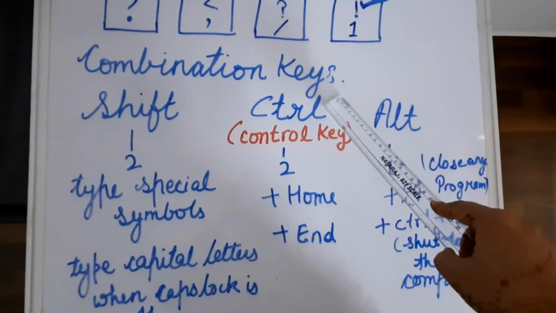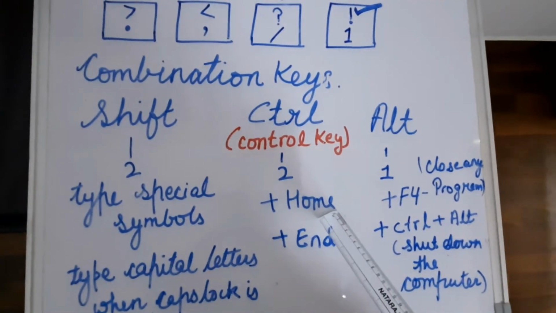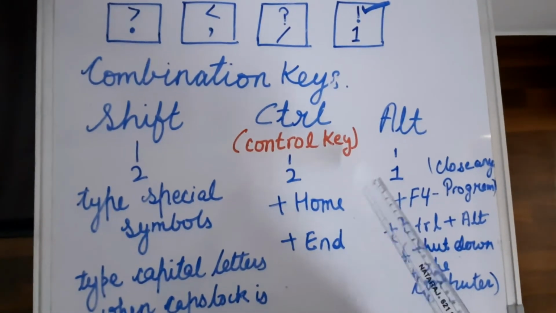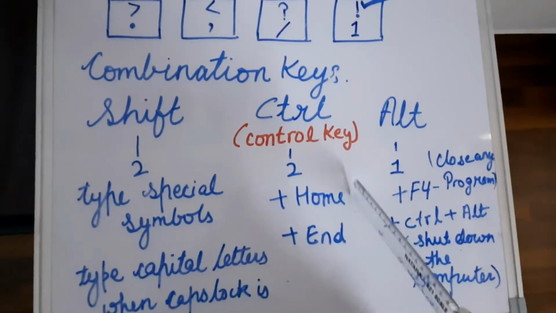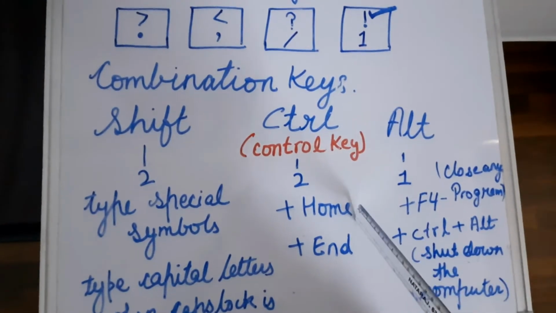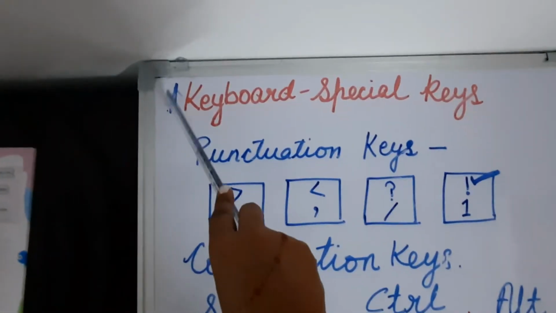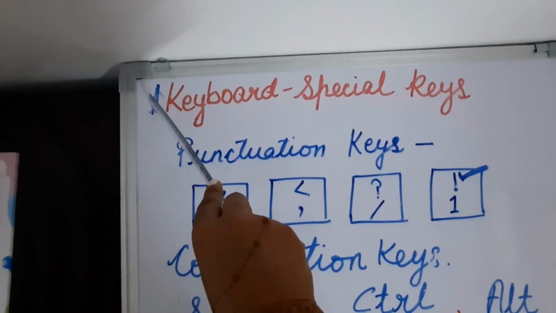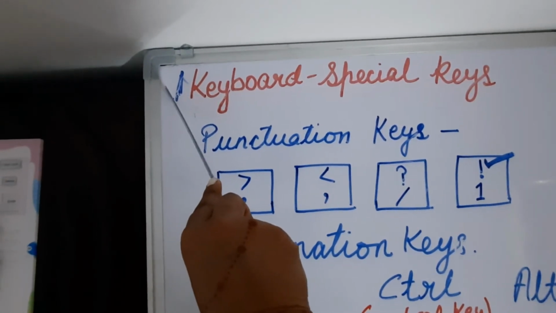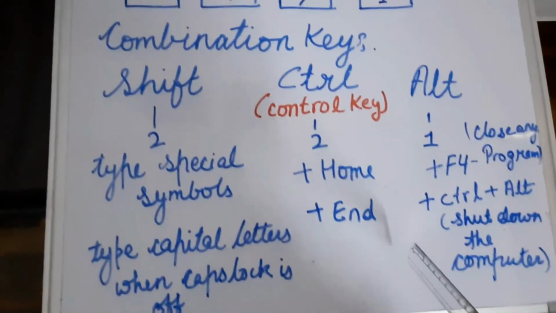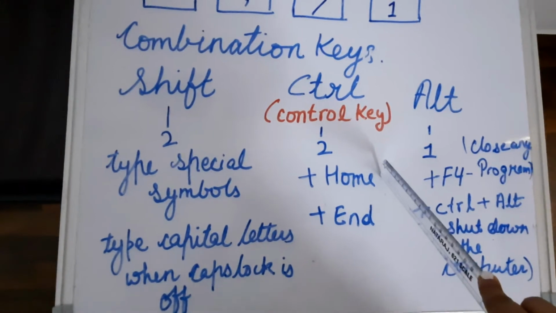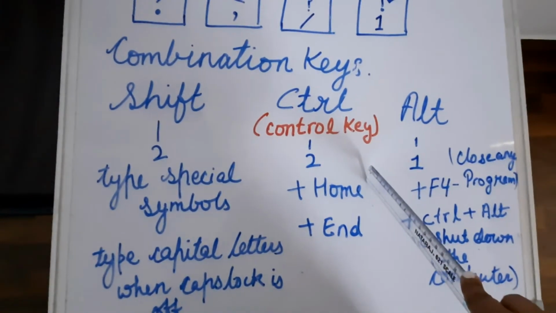Now the Control key can be used in combination with the Home key. You press the Control key, keep it pressed, and press the Home key. If I have a blinking cursor here at the end of the document, and I press Control plus Home, my cursor will move to the top, to the beginning of the document. Right? Now if my cursor is at the beginning of the document, and I press Control plus End, my cursor will come back to the end of the document. This is the function of the Control key in combination with Home and End.